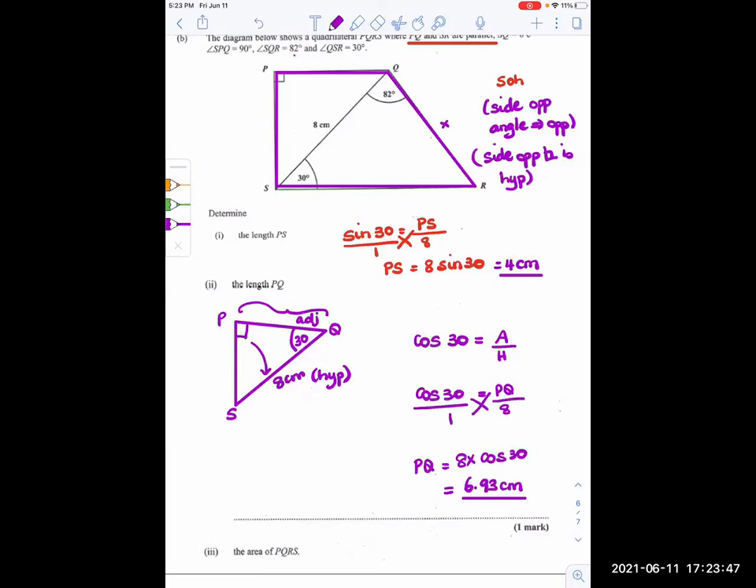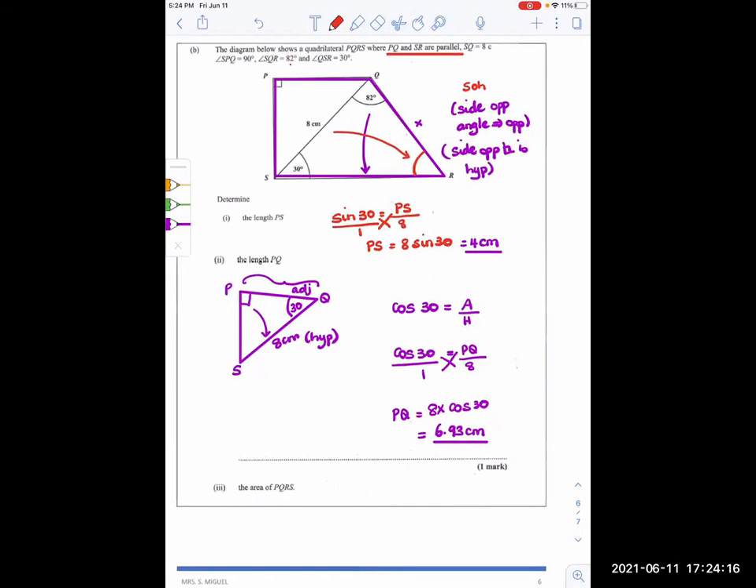So I need to know the side and I need to know the angle. So 82 is opposite to SR. Do you all see that? Yes, miss. Now I need to know the angle opposite 8. What is this angle at R? Can you all find it? If the angles in a triangle add up to 180, what is the value of the angle R? 68, miss.